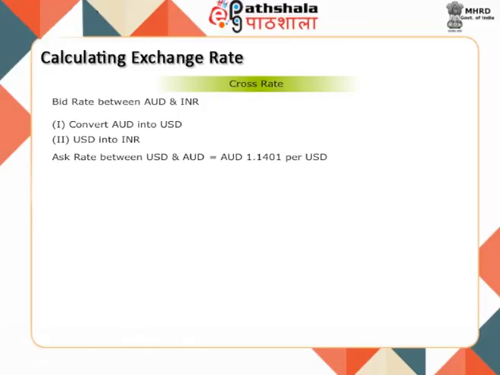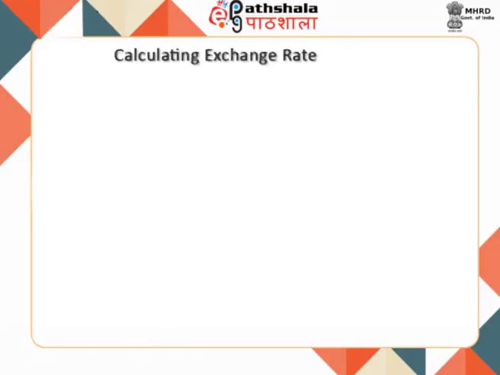Hence, if the exporter has 1 AUD, he receives 1 divided by 1.1401 USD in exchange, that is 0.8771 USD. Now the exporter exchanges this 0.8771 USD for INR using the bid rate between INR and USD.